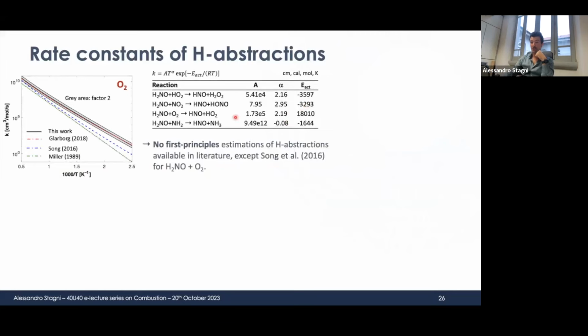And so we reevaluated these 4 reactions, starting from H abstraction by O2, which is the only reaction for which theoretical data were already available. They were evaluated by Song in 2016, and then adjusted by Glarborg in 2018 by correcting the activation energy by 2.5 kcal per mole. As you can see here, our reaction rate is the continuous line, while the gray area indicates a factor 2 around our kinetic rate. It is compatible with the adjustment performed by Glarborg on Song's data. So this was quite satisfactory.